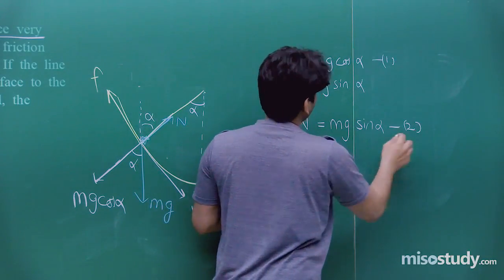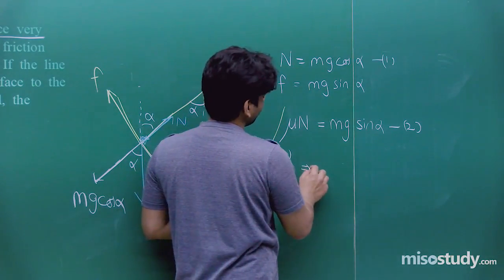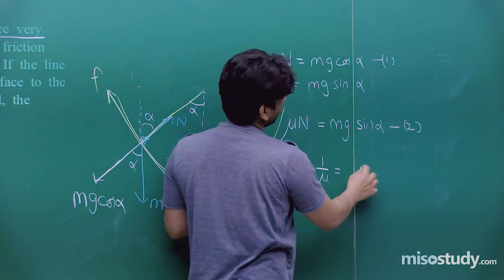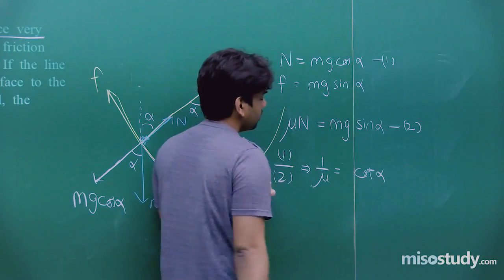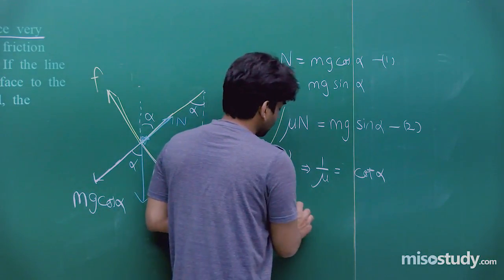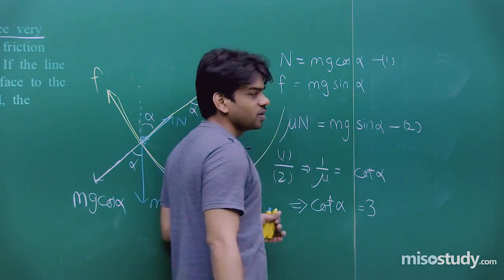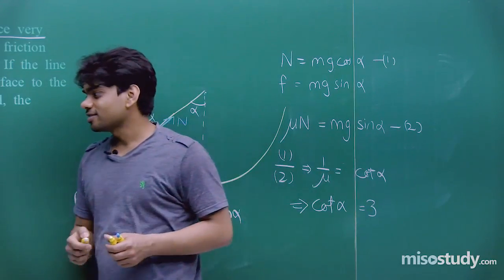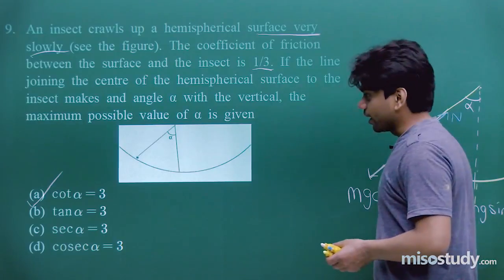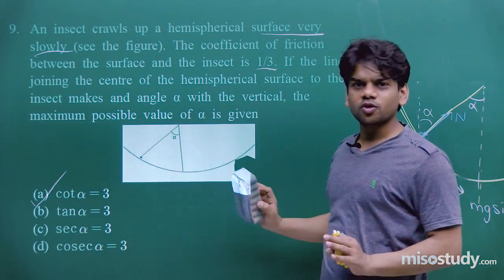Equation number 2, let us divide 1 by 2, n divided by mu, so we'll be having 1 by mu equals, you see here cos alpha by sin alpha, you'll get cot alpha. The value of mu that has been given is 1 by 3, so cot alpha will turn out to be equal to 3. The right option that matches with the right answer is option number A. So take option number A, you'll get the full marks for this question. Again, this is a previous year question. You should know how to solve such a question when an insect crawls up. Resolve mg, remember this.